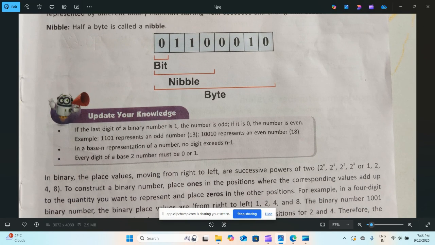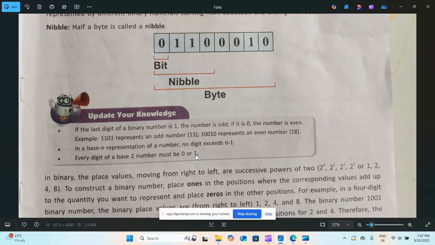In the base n representation of a number, no digit exceeds n minus 1. So base 10: how many digits are used? 0 to 9. Base 16, sorry, slip of tongue, base 16: 0 to 15. So n minus 1, correct. Base 8: 0 to 7. So n minus 1. Every digit of a base 2 number must be 0 or 1, that we have seen.